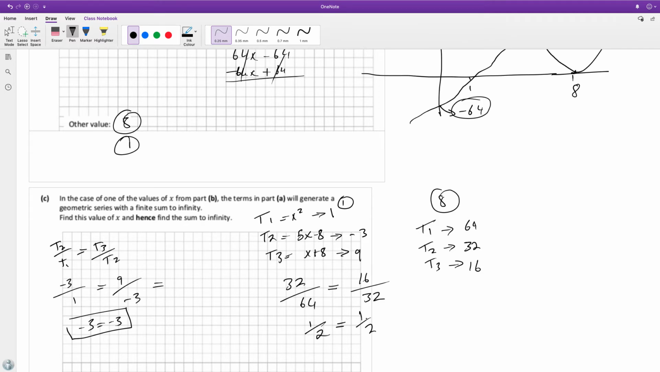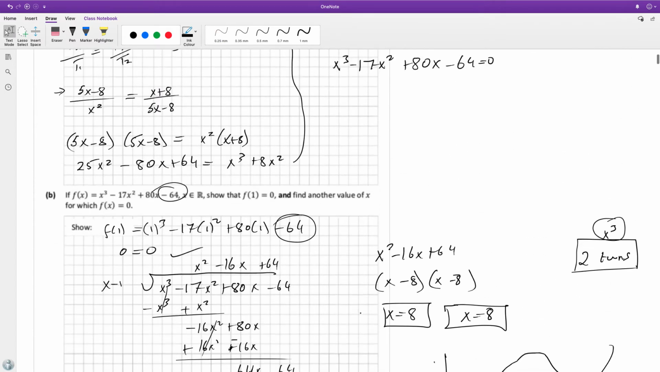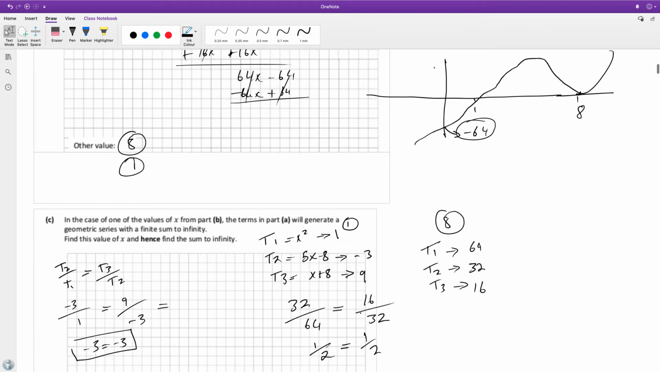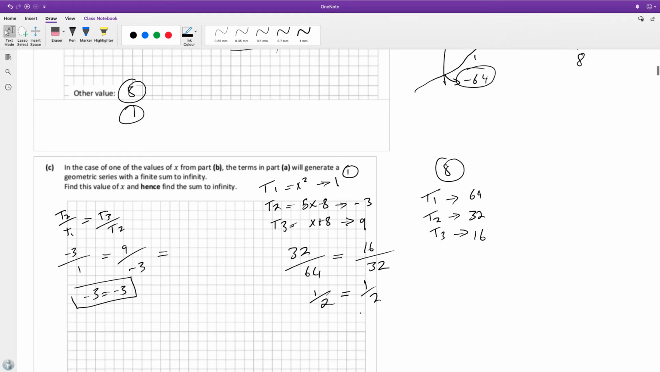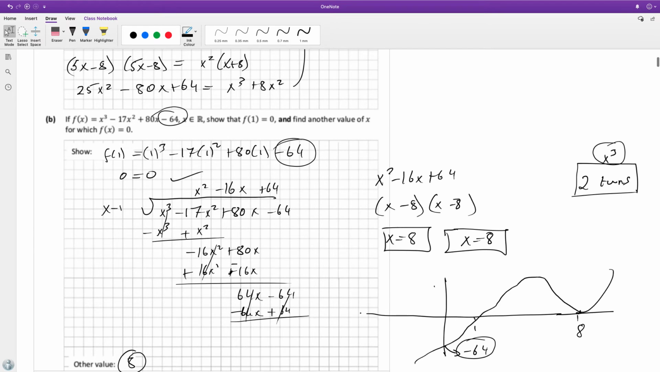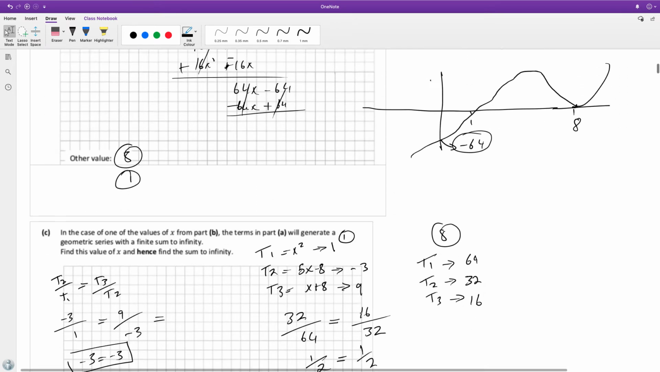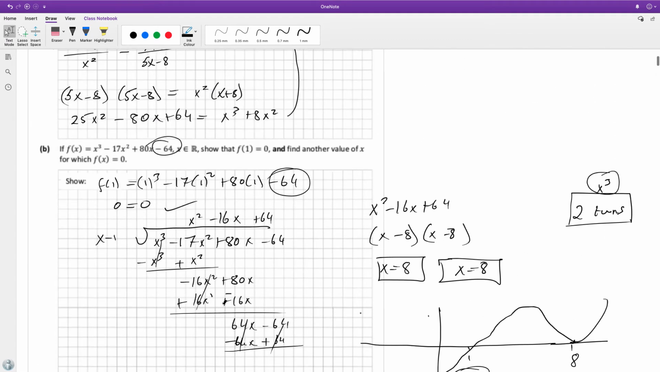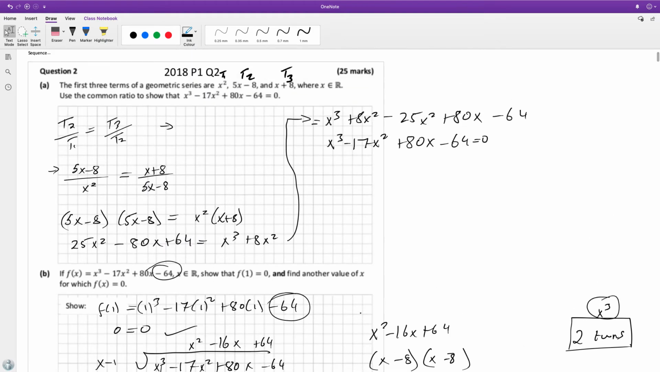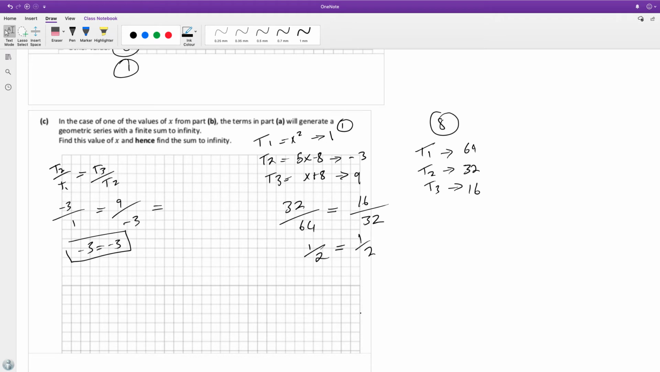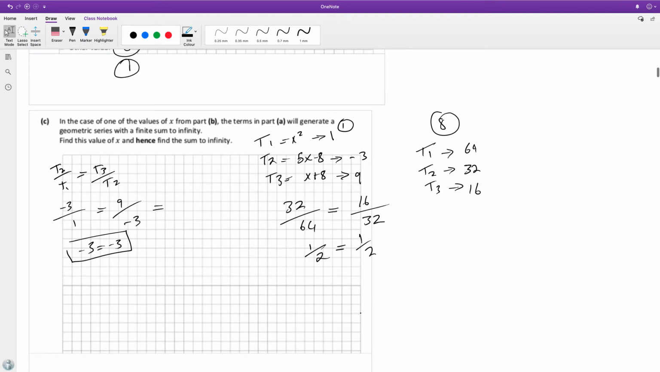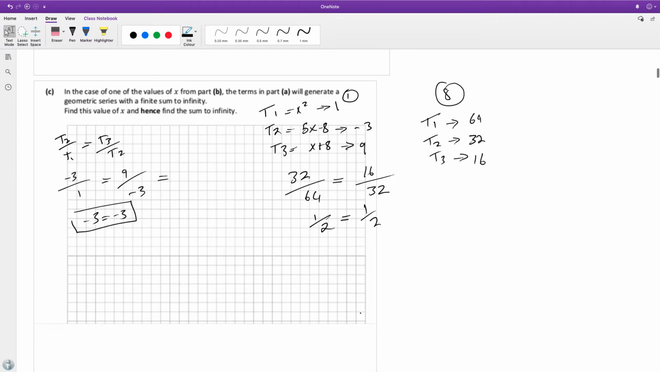In the case of one of the values of x. So we made a mistake someplace, guys. Because it tells us only one of them will work. We know x is equal to 1. 1 squared is 1, 5 times 1 minus 8 is minus 3, 1 plus 8 is 9. One of these shouldn't work. T2 is minus 3, T1 is 1, T3 is 9. One of these should not be working.